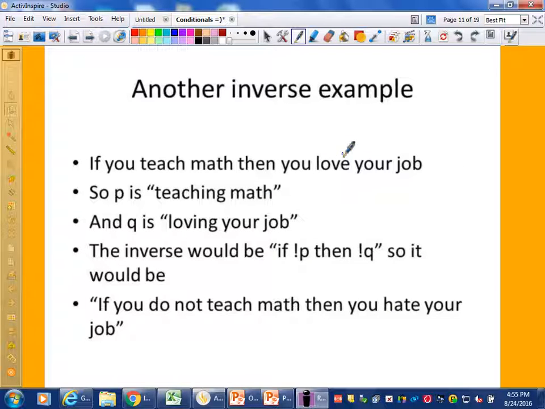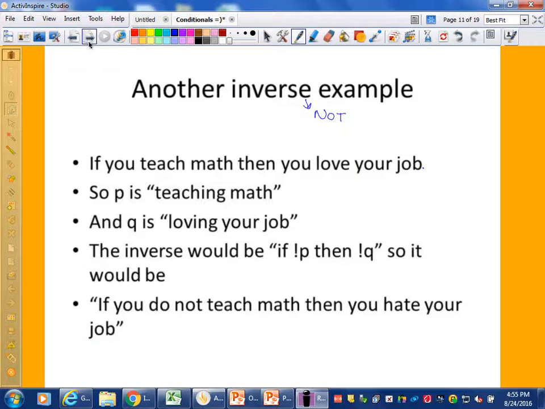Here's another example of finding an inverse. If you teach math, then you love your job. Well, all we do is put in, what's that magic word? Not in both sides. So it would be, if you do not teach math, then you hate your job. Or then you do not like your job, okay? Or do not love your job.